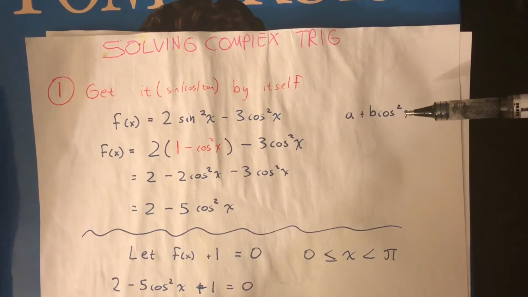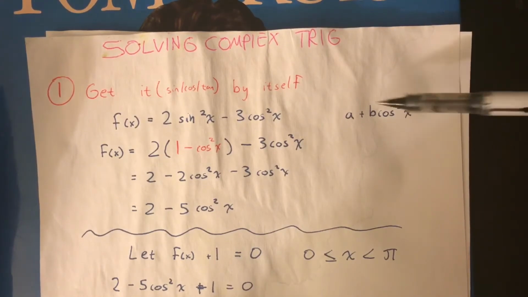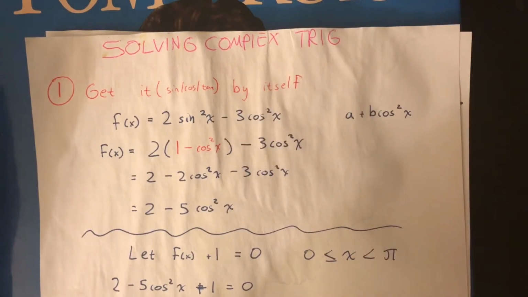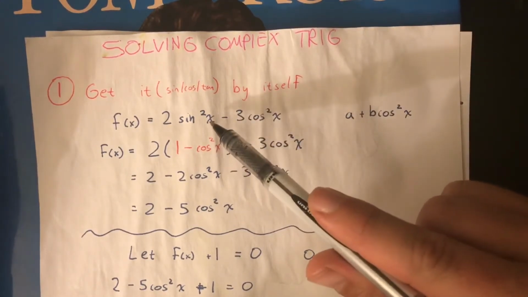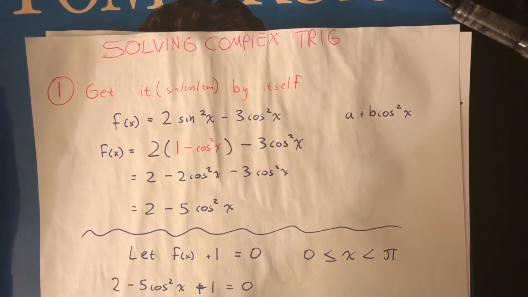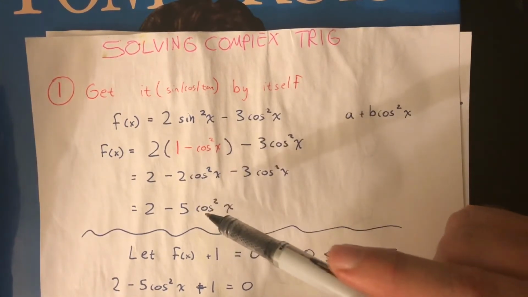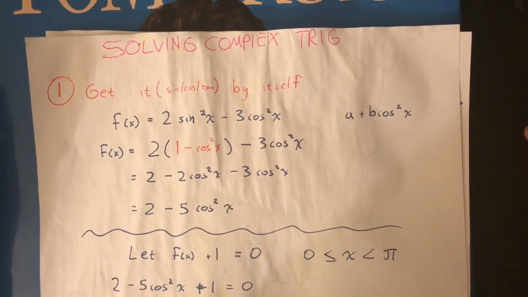I said, okay. Since there's just cos squared, I'll get rid of the sine squared. Cast it out. Use the identity. Sine squared is the same as 1 minus cos squared. Multiply by 2. I combine all the like terms, and then it looks like that. 2 minus 5 cos squared. Okay.